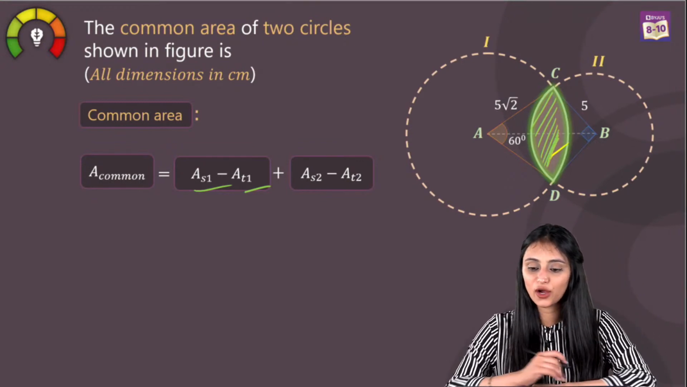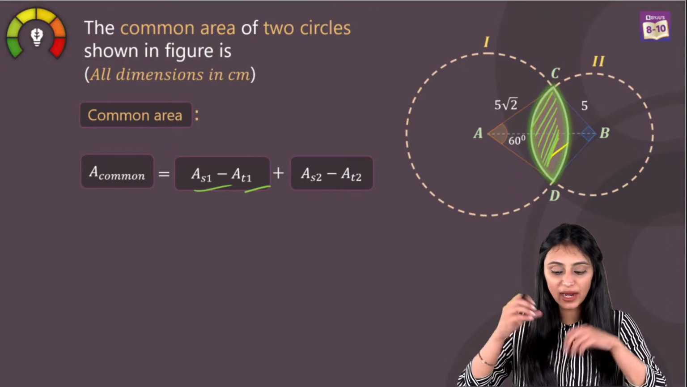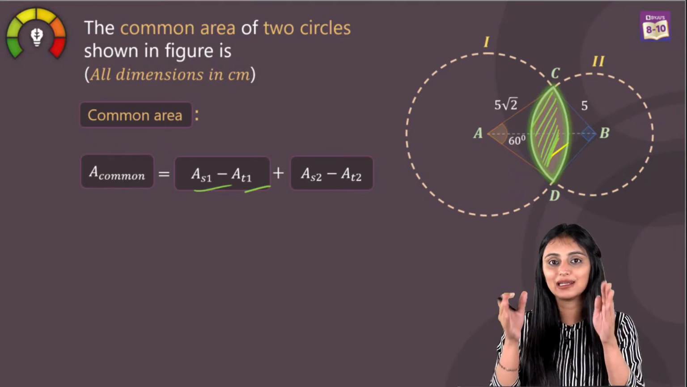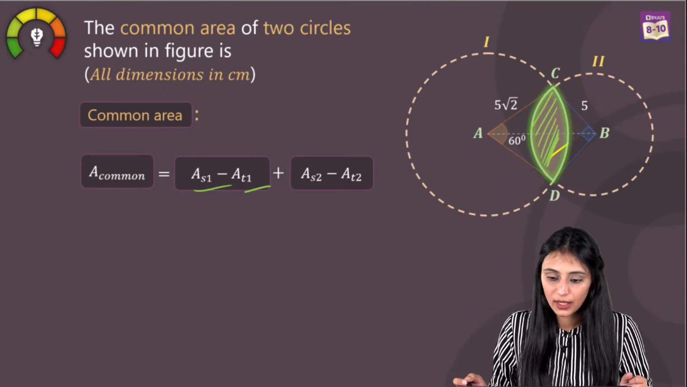Meenakshi, we have to find the area of segments of both the circles and then add them. Yes, that's what we are doing here. To find those segments, we are subtracting the area of triangles from their respective sectors. Absolutely.